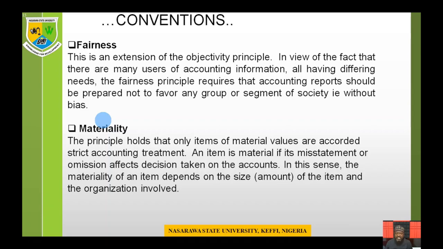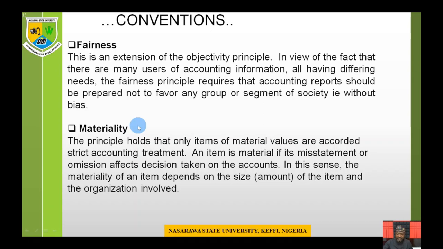Or it is a case where a particular amount that is supposed to be reported is completely omitted. And if that omission will affect a decision taken on the basis of such report provided, then that item is material in nature. In most cases, where this comes up is where you have assets.